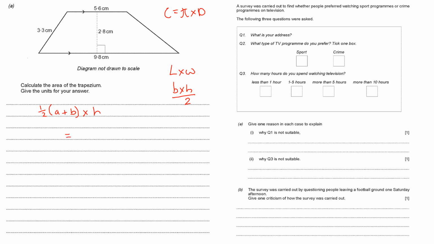Okay? The brackets first, A plus B. A is the top and B is the bottom or base. H is the height, but there are 2 spare numbers here. Which of those is the height? Answer that now.